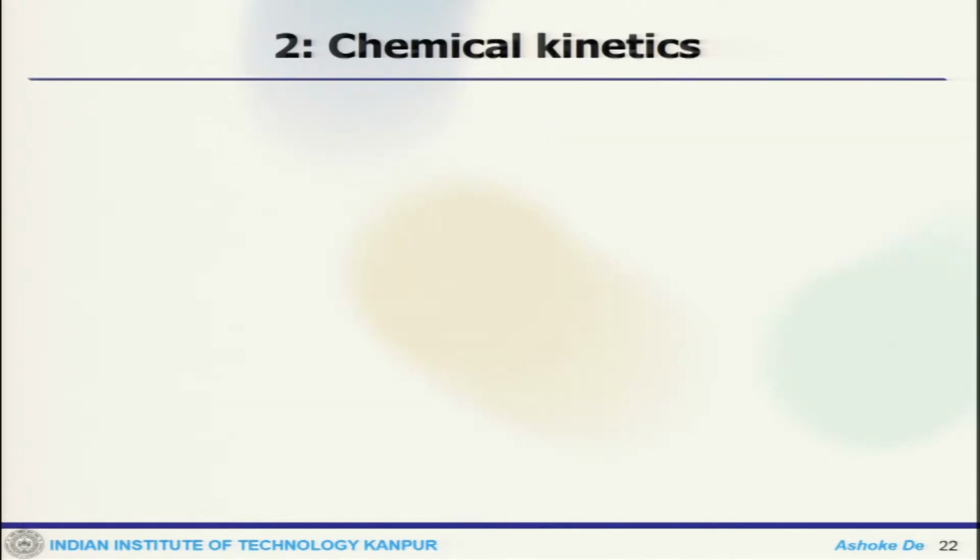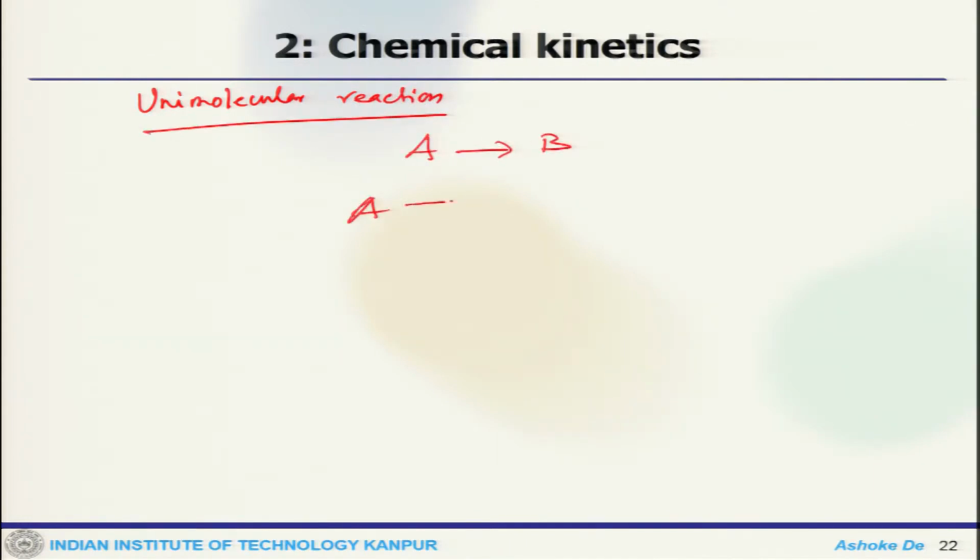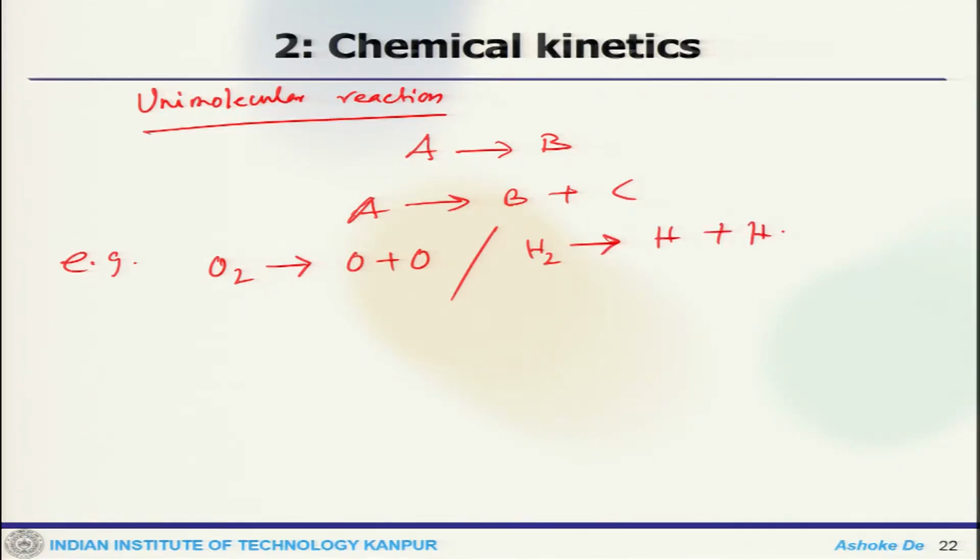Now, from the bimolecular reaction, you come to the unimolecular reaction. A unimolecular reaction means A goes to B, or A goes to B plus C. For example, one can think about O2 goes to O plus O, or H2 goes to H plus H. So, these are your equation numbers.